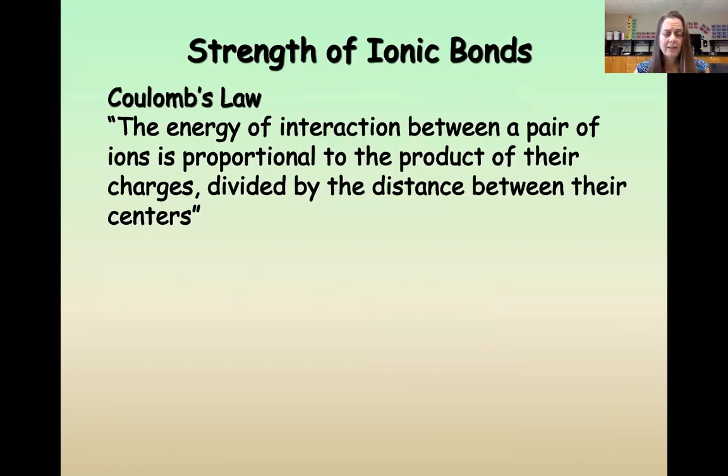Okay, let's get back to this idea about strength of bonds. When it comes to an ionic compound, we can really predict the strength of an ionic bond very easily by looking at Coulomb's Law. And you'll remember Coulomb's Law because we used it in learning how to predict the attraction of the electron for the nucleus, and that had to do with effective nuclear charge and distance. So Coulomb's law says that the energy of interaction or the strength of attraction between a pair of ions is proportional to the product of their charges divided by the distance between their centers.